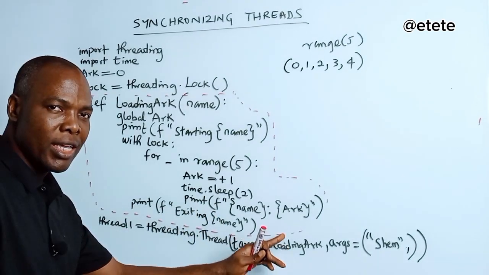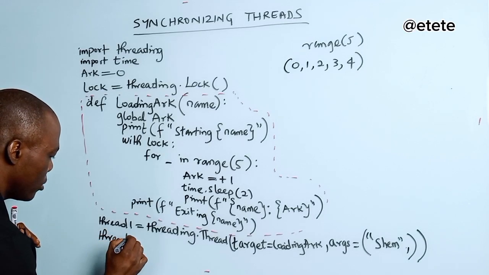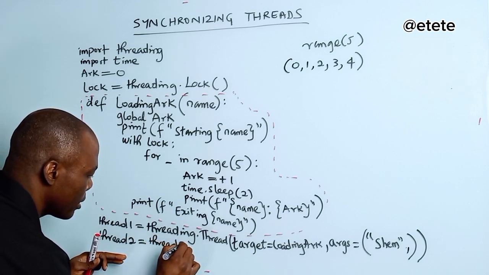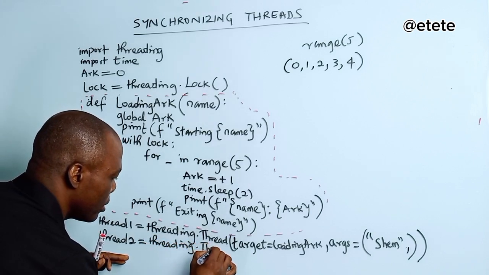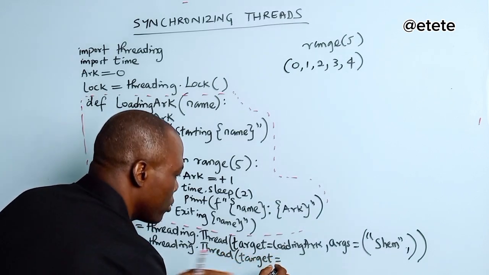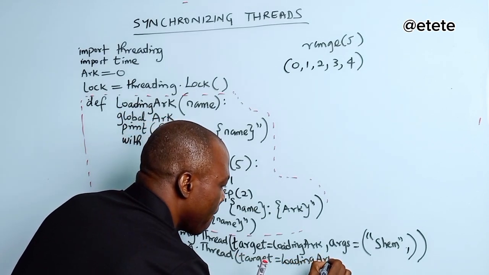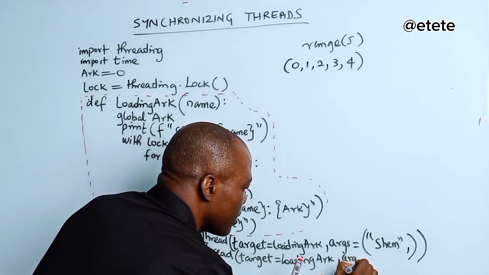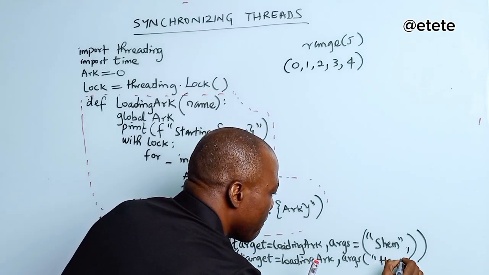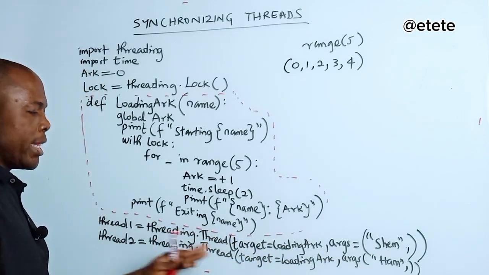Now, I'm going to create the second thread. So here I will say thread 2. Now, the same thing, threading.Thread, target equals loading arc, right? Then the argument will be Ham, comma. All right, so this is the second thread that I've created. Now I've created 2 threads.